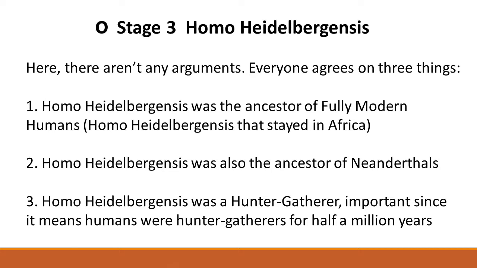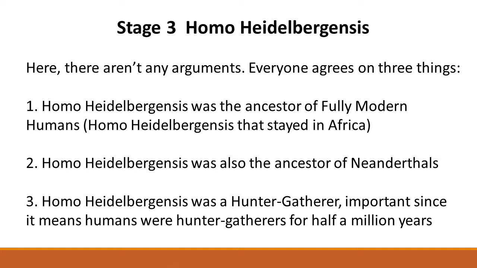Homo heidelbergensis. Now, here there aren't any arguments. Everybody agrees on three things, which somehow I didn't get the slide done. But they are that Homo heidelbergensis was the ancestor of fully modern humans. In other words, Homo heidelbergensis that stayed in Africa led to fully modern humans, which is us. But some left Africa and they became the Neanderthals. And the third thing is that Homo heidelbergensis was a hunter-gatherer. They lived as mobile hunter-gatherers in groups of 25 to 50.